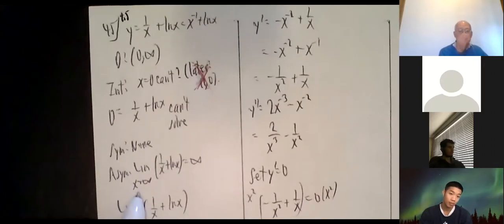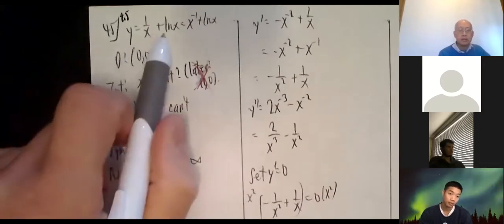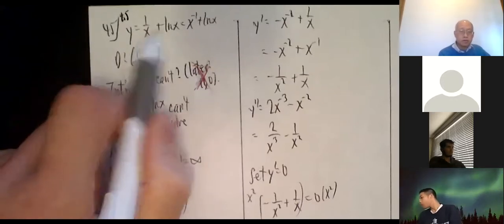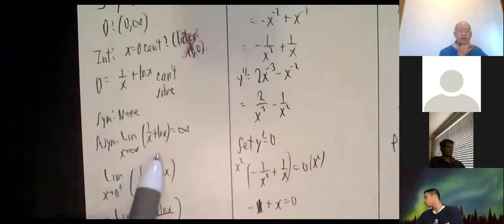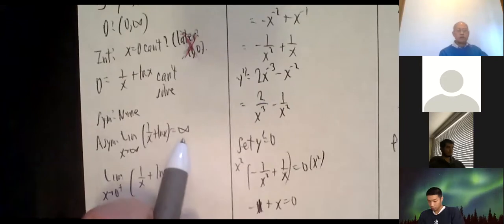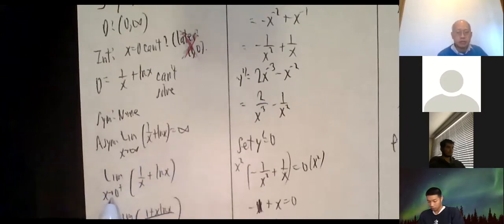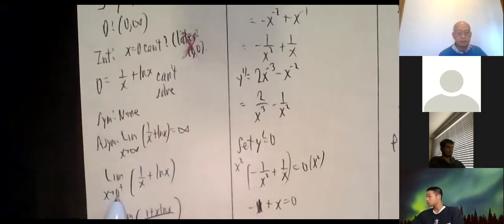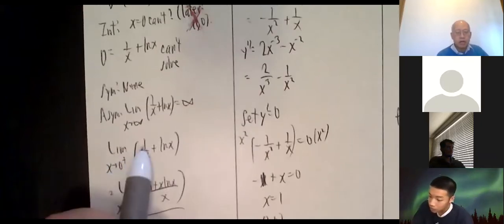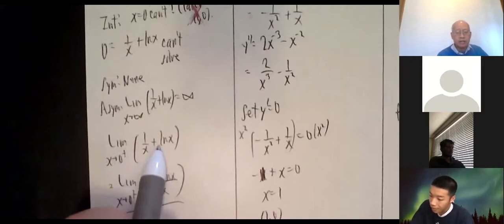Asymptotes. When x goes to infinity, this gets big, this approaches 0. 0 plus big is big. So when x approaches infinity, y approaches infinity. We do have to consider what happens when x approaches 0 from the right, though. So we need to consider the limit as x approaches 0 from the right of 1 over x plus ln x.